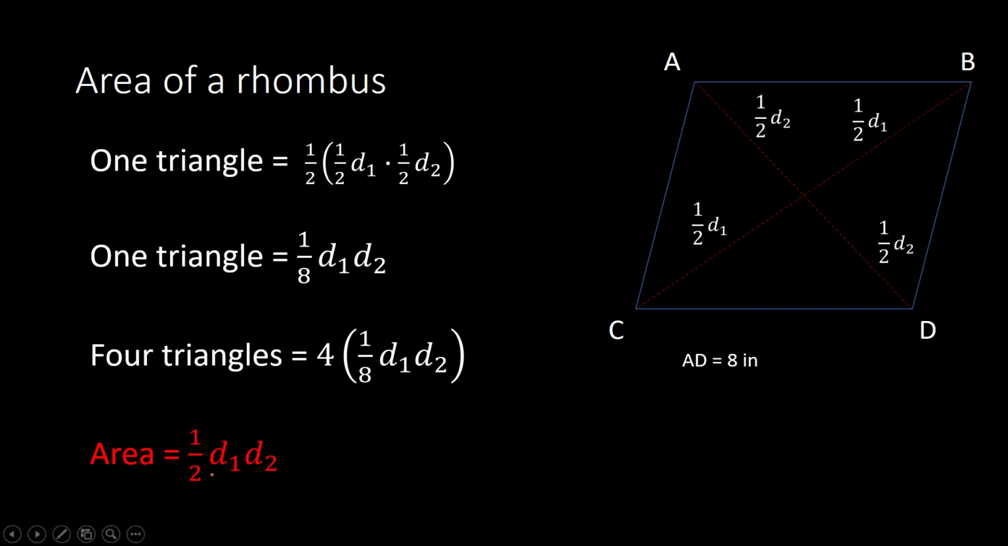So for example, if we know the length of AD was 8 inches, and the length of BC were 10 inches, then the area of this rhombus would be 1/2 D1 times D2. So 1/2 times 8 times 10. So the area would be 40 square inches.